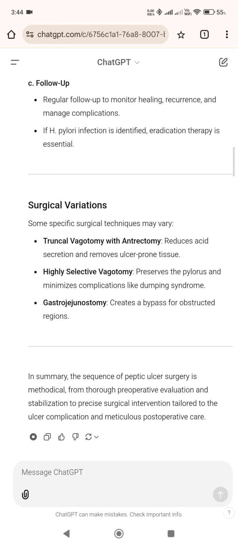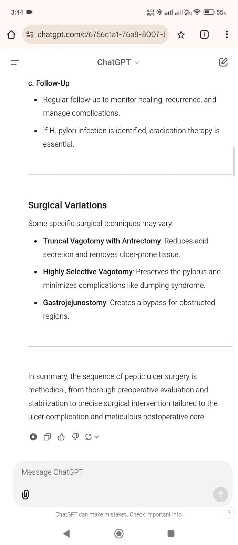Surgical variations. Some specific surgical techniques may vary. Truncal vagotomy with antrectomy reduces acid secretion and removes ulcer-prone tissue. Highly selective vagotomy preserves the pylorus and minimizes complications like dumping syndrome. Gastrojejunostomy creates a bypass for obstructed regions.